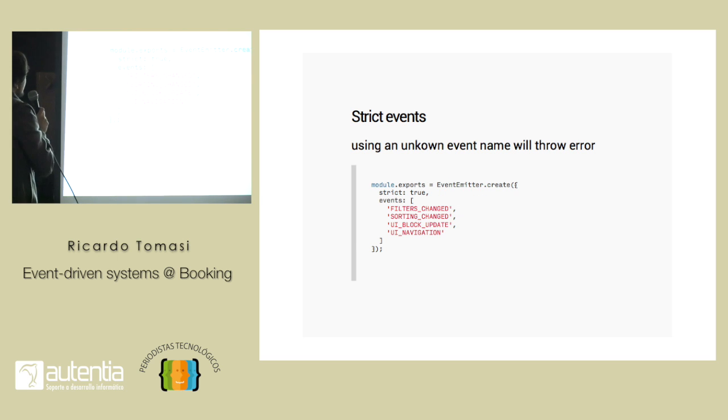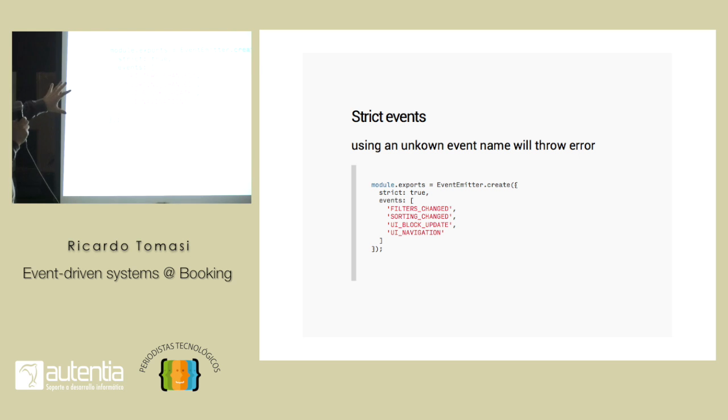So we implemented something called strict events. Basically, before you write code, you define all the possible events that can happen. So for example, if you imagine this is something related to search, you have an event that tells you when filters changed, when the sorting changed, so the user clicked the sort bar and changed the sorting order, when you want to block updates on UI, or when you navigate to a different tab.